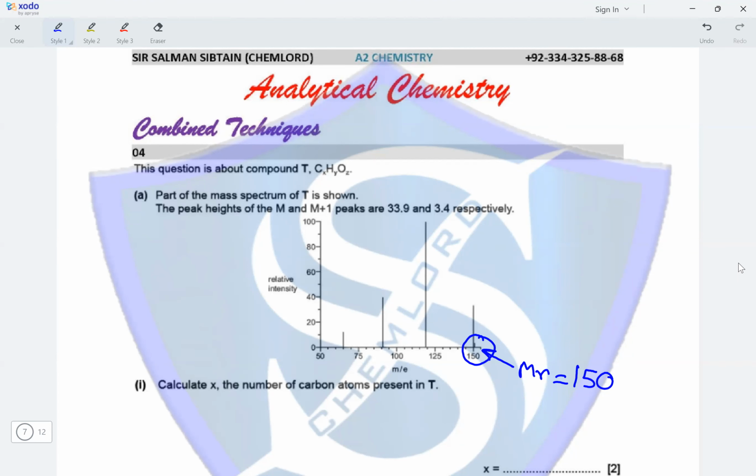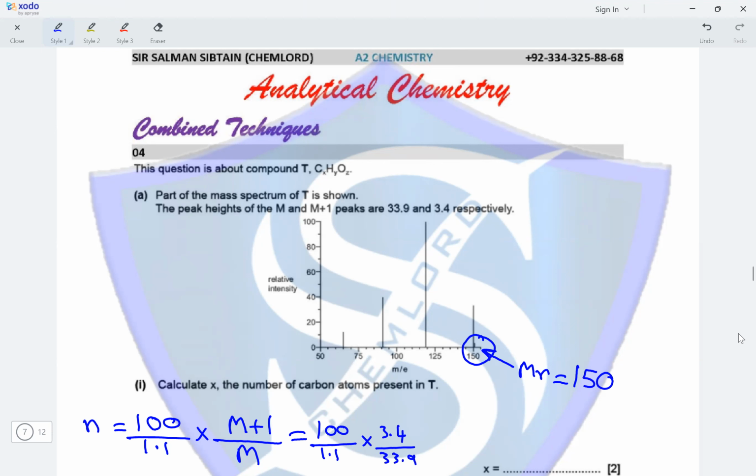Calculate x, the number of carbon atoms present in T. The formula for calculating x is n equals 100 upon 1.1 multiplied by the height of the M+1 peak divided by the height of the M peak. This will be equal to 100 upon 1.1 multiplied by 3.4 upon 33.9, which gives us a value of 9.1, which will be rounded down to 9 carbon atoms because the number of carbon atoms is always a whole number. So the value of x is 9.